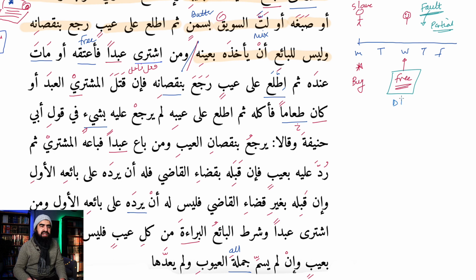So the slave died, for example, on Wednesday, and he found a fault on Thursday. What happens? Again, he gets a partial refund. He can't get a full refund because he can't give a dead body back. That's not going to be the same. Okay, so unfortunately, you can't give it back.